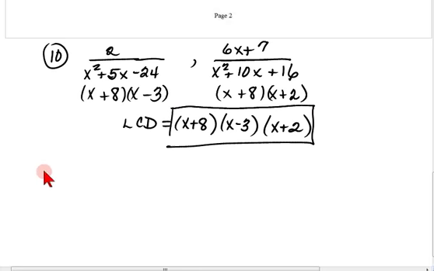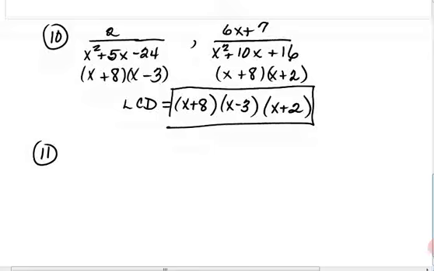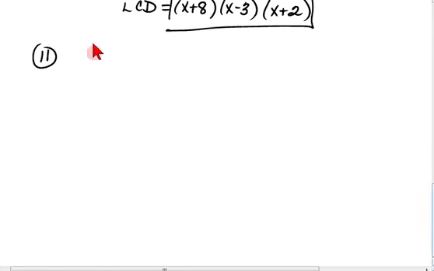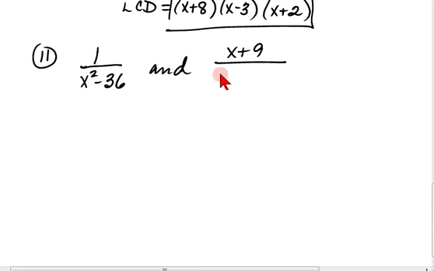Let's look at 11. Suppose I had 1 over x squared minus 36, and x plus 9 over 9x to the 9th minus 54x to the 8th. I'd like you to take a minute to factor those and determine what you think the common denominator will be.